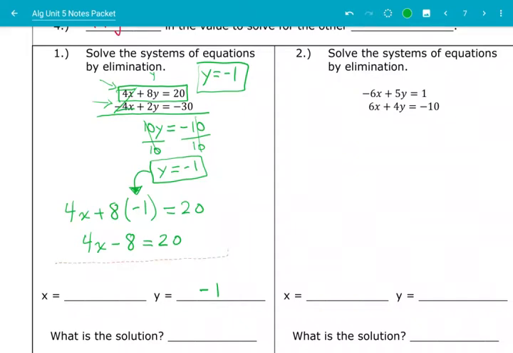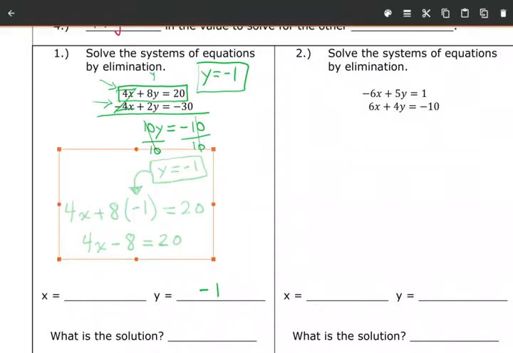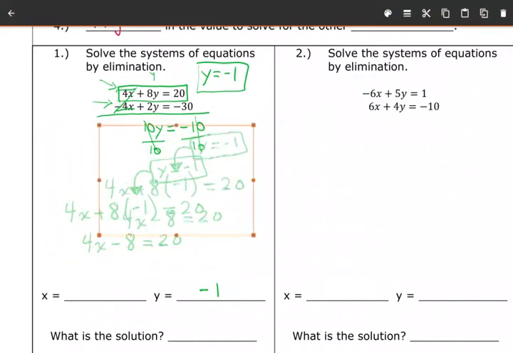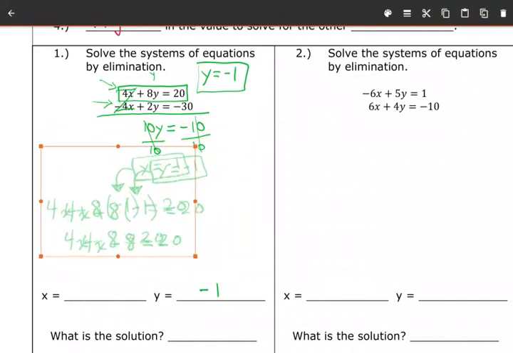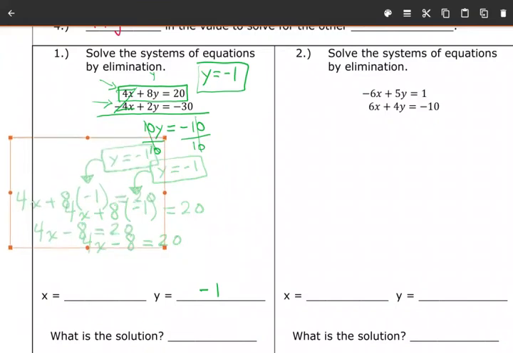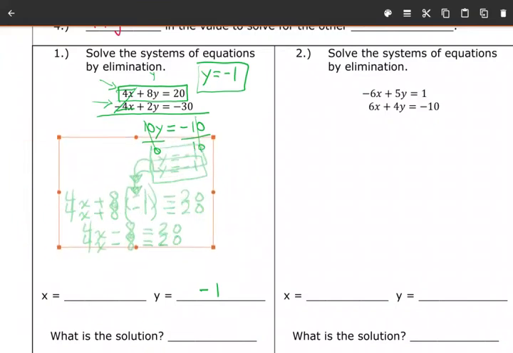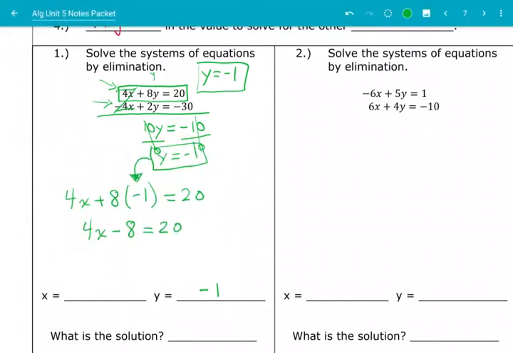I can just solve for x as soon as I make a little bit more room here. Let me just move this up here. Oh dear, I'm not going to have room now. Okay, whatever. So let's add 8. Oh, let's get a pen back. There we go. We're going to add 8 plus 8. That goes away. So now I have 4x equals 28.